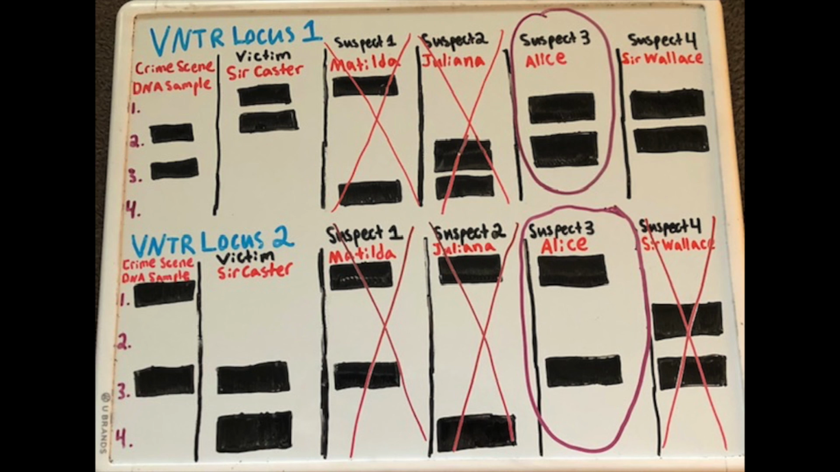Considering that Alice's DNA matches up to the hair samples for each locus, we can infer that Alice is most likely the culprit for poisoning Sir William Castor's ale. Thanks to our private DNA investigator and his help in separating our two VNTR loci from our medieval crime scene's hair samples, a murder over 1,000 years ago has been solved.